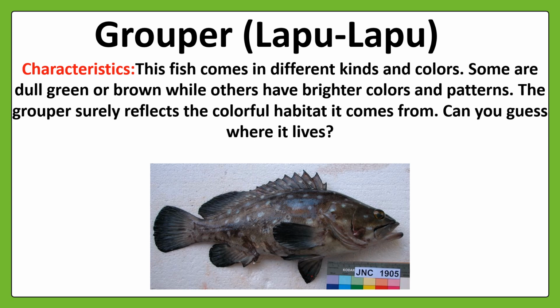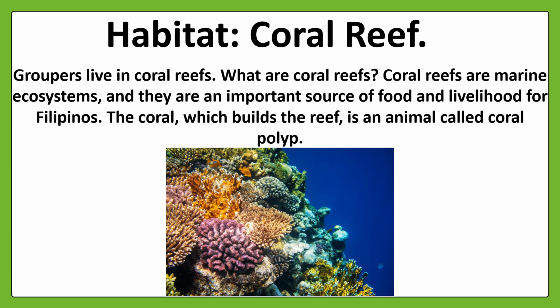This fish comes in different kinds and colors. Some are dull green or brown, while others have brighter colors and patterns. The grouper surely reflects the colorful habitat it comes from. Can you guess where it lives? Groupers live in coral reefs. What are coral reefs? Coral reefs are marine ecosystems and they are an important source of food and livelihood for Filipinos. The coral, which builds the reef, is an animal called coral polyp.